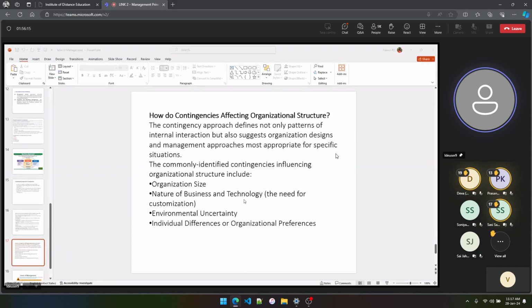In a small organization you can even do the change immediately, whereas in a larger organization, definitely it will be tough to bring in the contingency approach. The nature of business and technology, the need for customization. Next, environmental uncertainty. Next, individual differences or organizational differences.